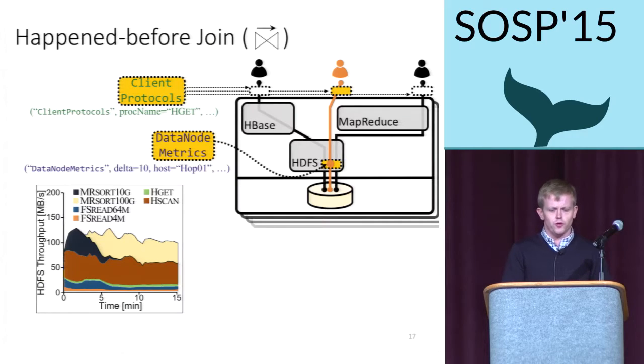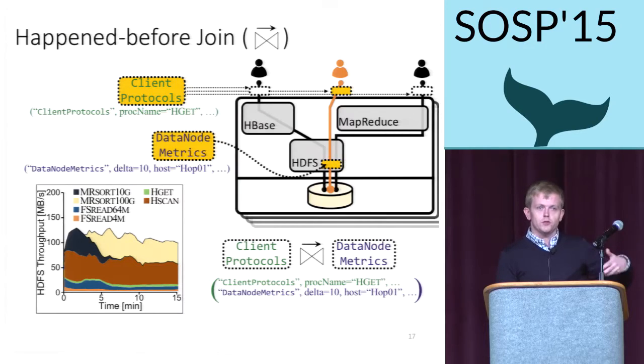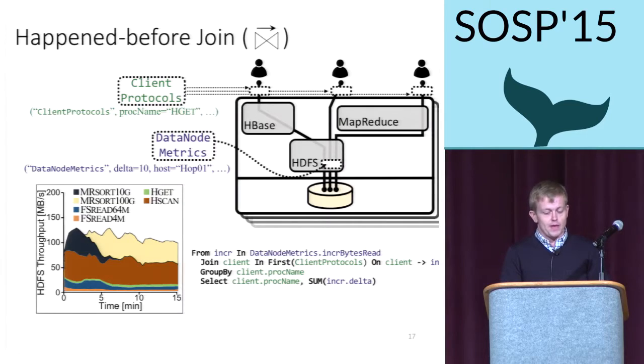With the happened-before join, since these two invocations satisfy the happened-before relation, a happened-before join between client protocols and data node metrics would produce a tuple that contains all of the values from both trace points, in this case, both hget and 10. So now we can write a query that joins every pair of tuples from client protocols and data node metrics that satisfy this happened-before relation.